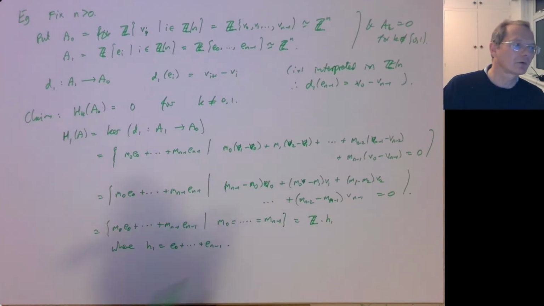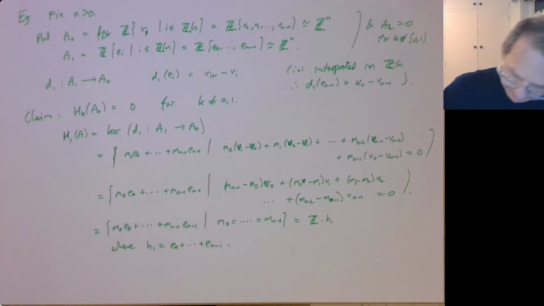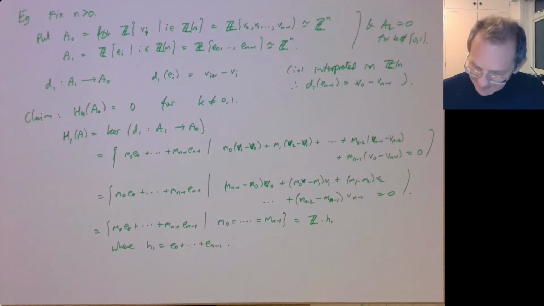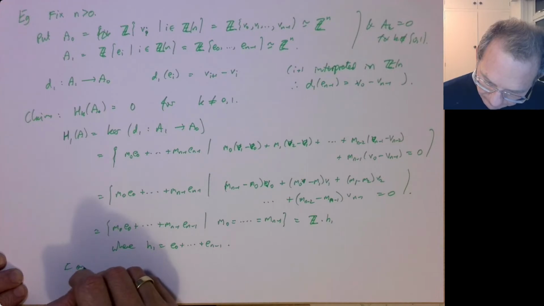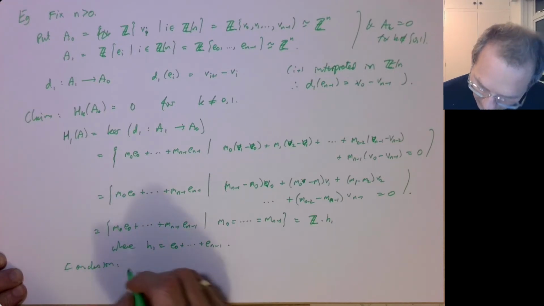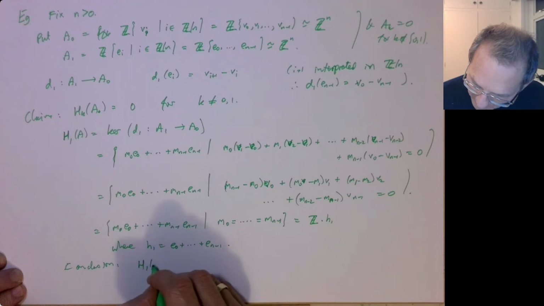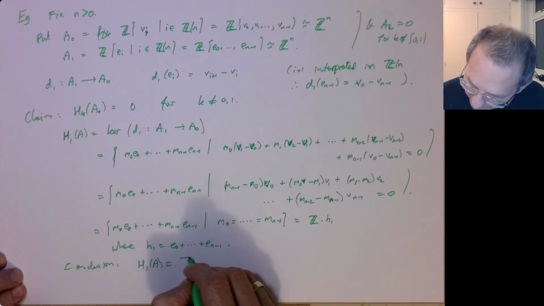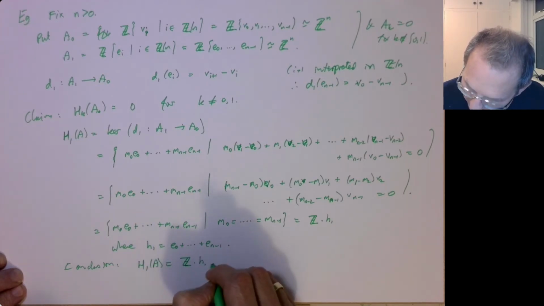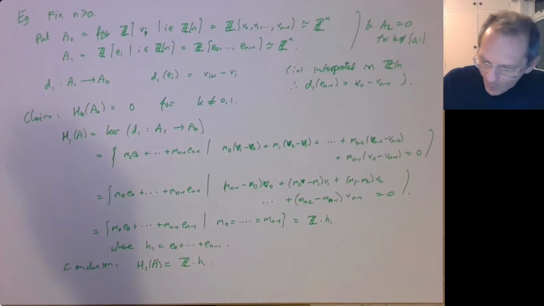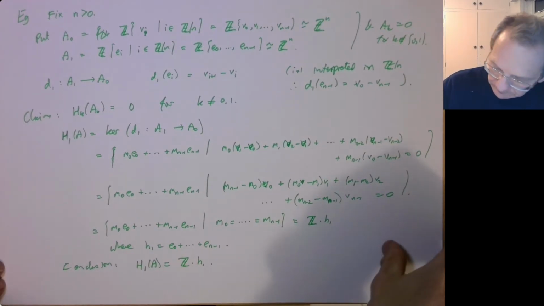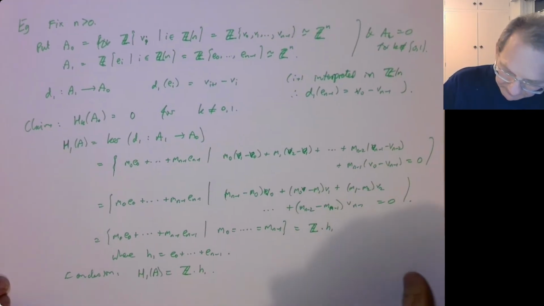So if I call this element little h1, that's the sum of all the ei's, then our conclusion is that H1 is just a copy of Z generated by this little h1. Okay. So that's our first homology.